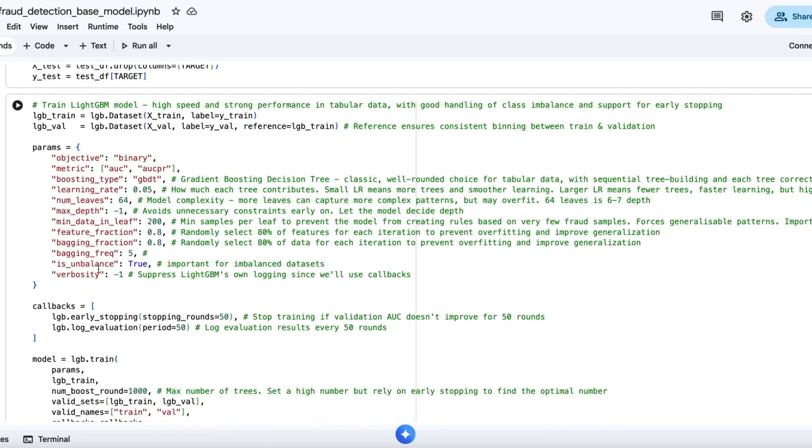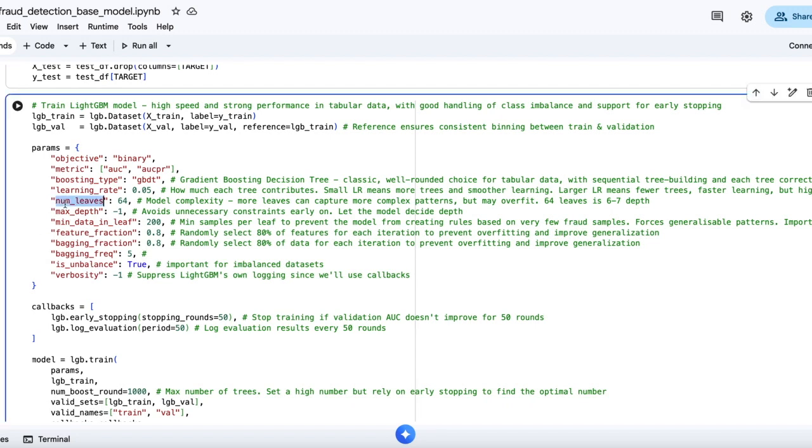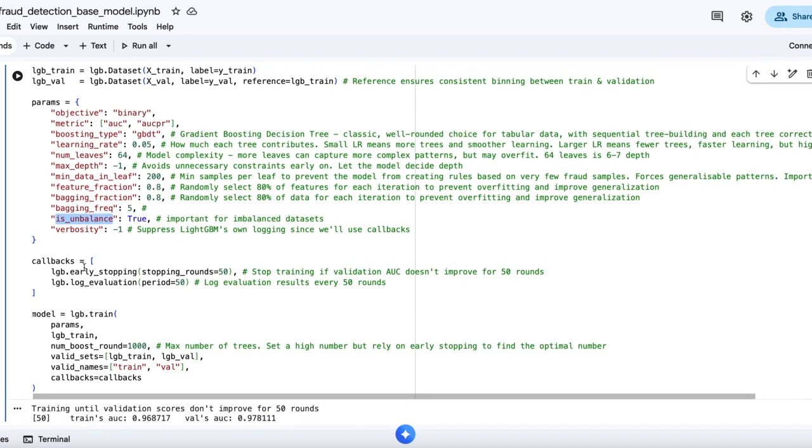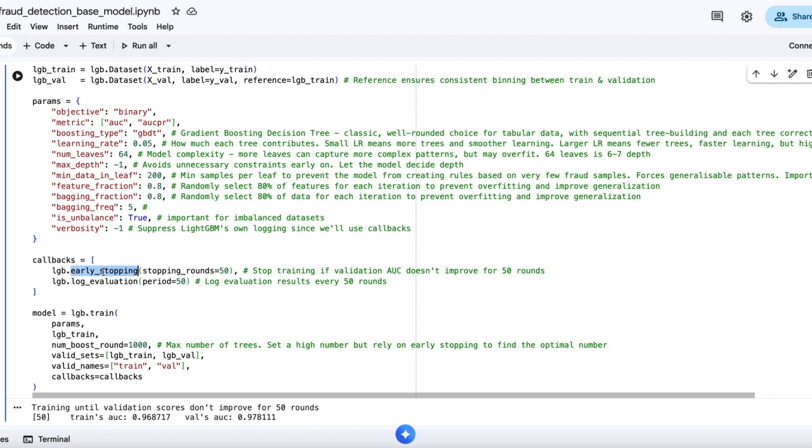Here you will notice I've set num leaves to 64. This is the maximum number of leaves in each tree, which controls model complexity. More leaves could capture more complex patterns, but might lead to overfitting. I've also set my minimum data in leaf to 200 to prevent the model from creating rules based on too few samples, which might not generalize. I've also specified that my data is imbalanced, and we will apply early stopping to help prevent overfitting.